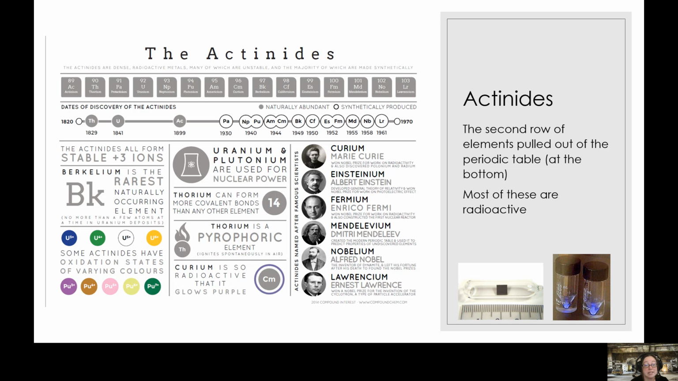Uranium and plutonium are actinides. These are our two main sources of radioactive power, whether that be used for weaponry or used for just like power for our power grid. Curium is so radioactive that it glows purple, and that was actually named after Marie Curie because of her extensive work with radioactive materials. Okay, so that's pretty much it.